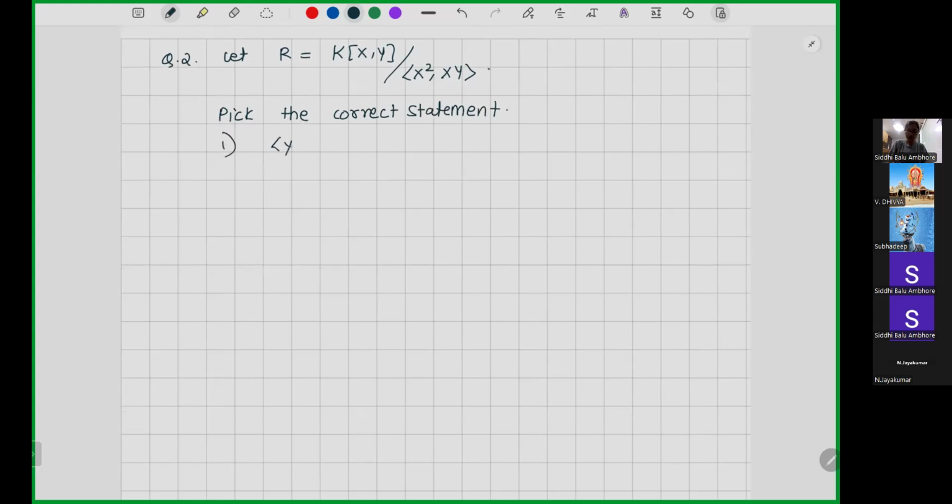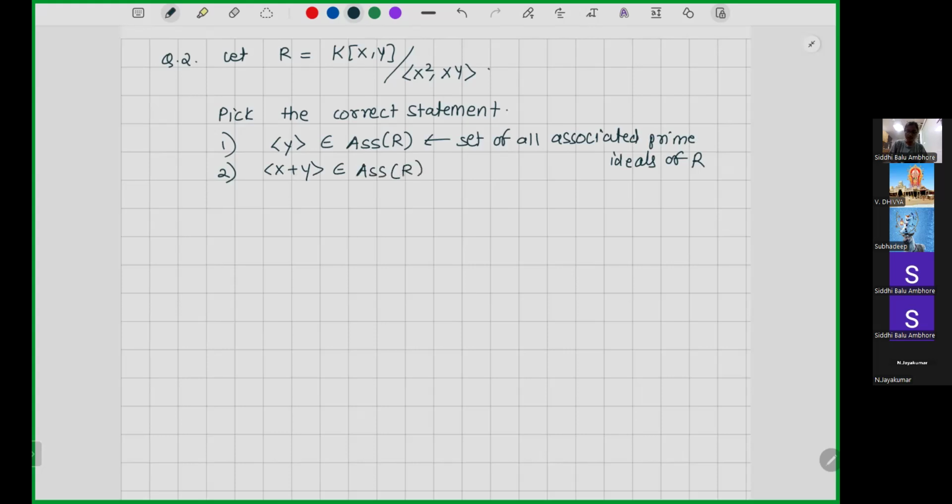The first statement says that y belongs to the set of all associated primes of R. When I say associated primes, I mean associated prime ideals of R. The next statement is that x plus y is an associated prime of R. The third one is that (x, y) is an associated prime of R, and the fourth one is none of the above.